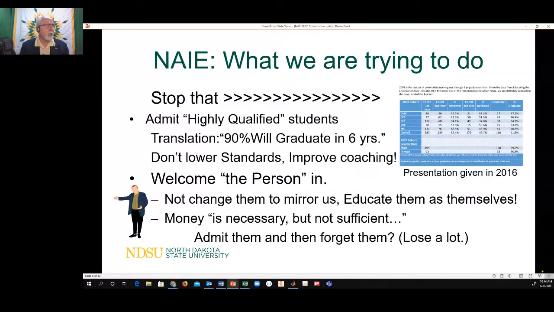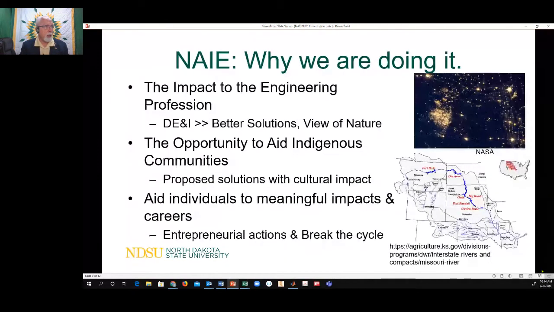The diversity can help us mirror some different things. What we're trying to do is not change them to mirror us, not make white engineers, but to make Native American engineers. Money is not enough. Money is necessary, but it's not sufficient. Once we admit them, we can't forget them. We have to work with them. Why are we doing it? That black picture you see there is a nighttime view of North Dakota.